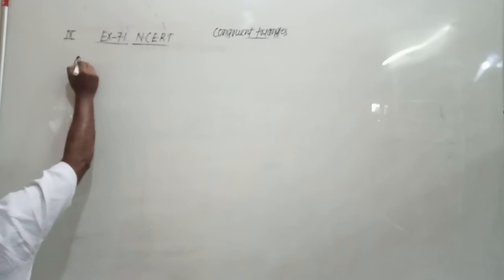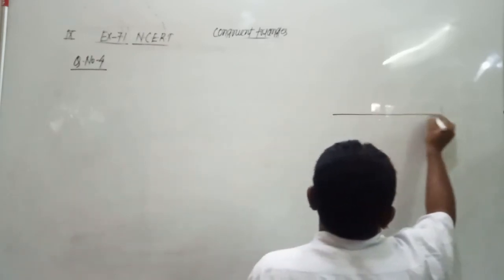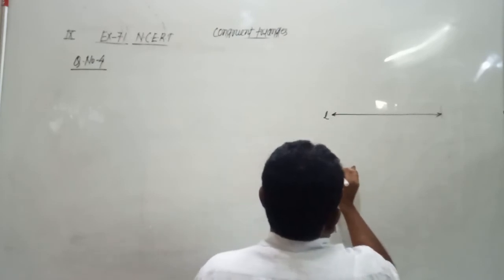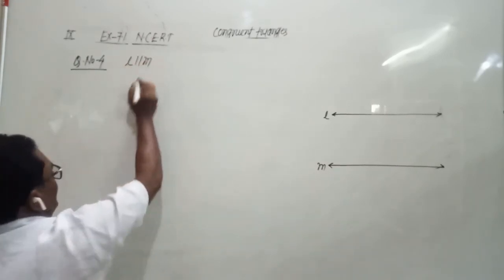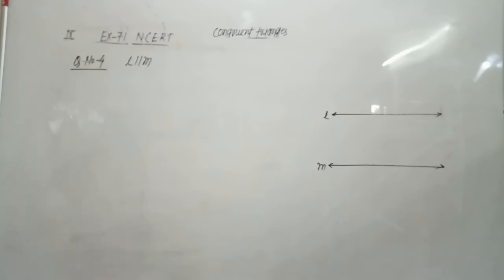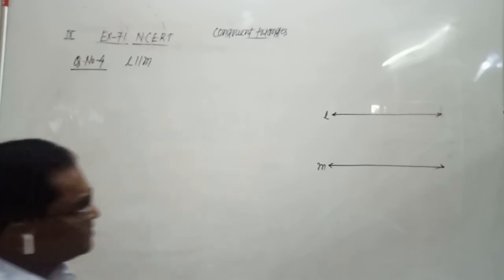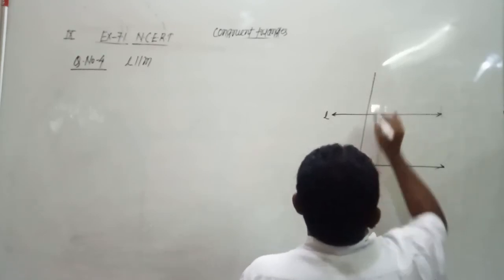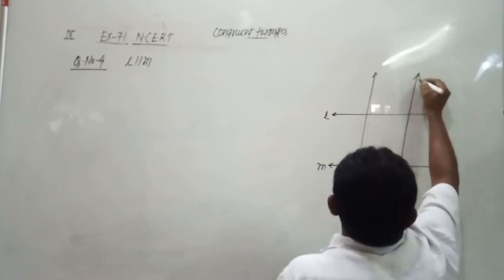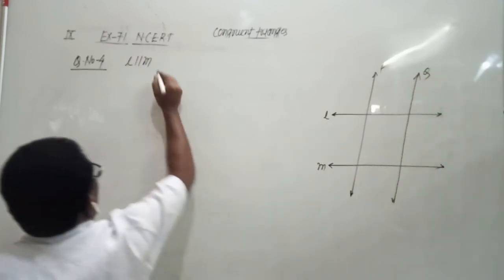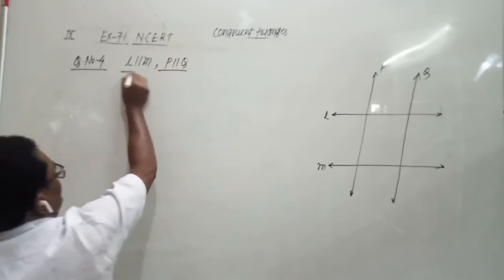Now the next question, question number 4. L and M are two parallel lines, and they are intersected by another pair of parallel lines, P and Q. L is parallel to M and P is parallel to Q.